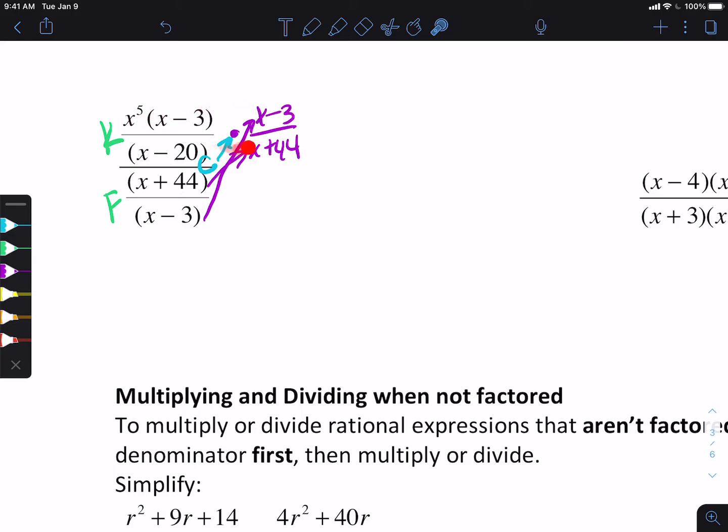So I'm going to multiply straight across. This gives us x to the 5th times x minus 3 times x minus 3, or you could choose to write that as x minus 3 squared, all over, bottom times bottom, multiply straight across, so x minus 20 times x plus 44. And then I'm all done, and that's my answer.